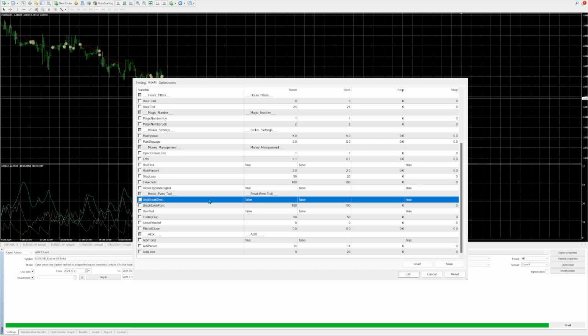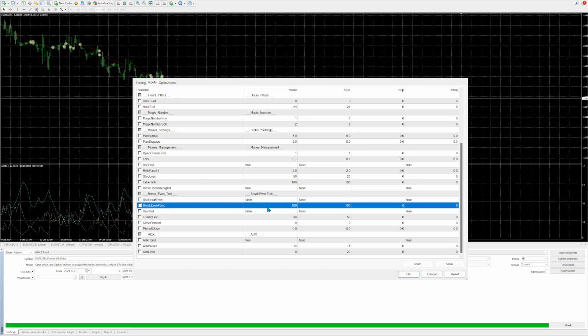Okay, break even. You've got the break even option. You can set the EA to move the stop loss to break even after this number of pips. So if we set it to 50, it means after 50 pips, the stop loss will move to break even.